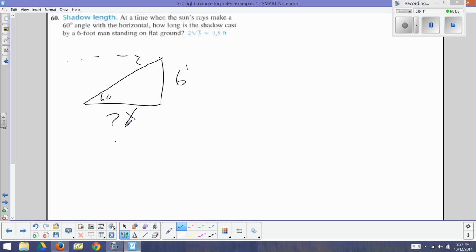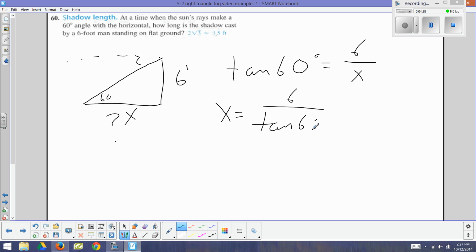When I do this, opposite side, adjacent side, so that would be tangent. So the tangent of 60 degrees is equal to my opposite over my adjacent. So x is equal to 6 divided by the tangent of 60 degrees. And before you do that, I wouldn't pick up your calculator and do this one. If I were doing this one, I would have put this in my calculator, or I would have used one of the triangles that I know, which is a 1, 2, radical 3 triangle.